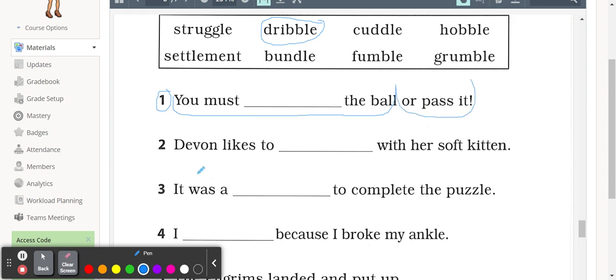Perfect. Number two. Devin likes to blank with her soft kitten. Well, I believe Devin likes to cuddle. So I'm going to circle the word cuddle. And you're going to fill it in for line two. Devin likes to cuddle with her soft kitten. Okay, number three. It was a blank to complete the puzzle. If it was tough, it was a struggle. Excellent. Circling the word struggle.